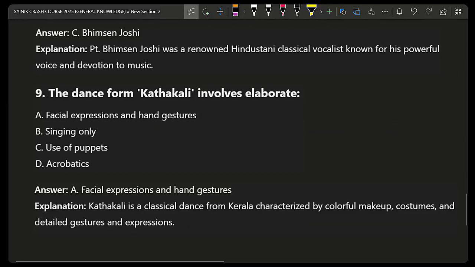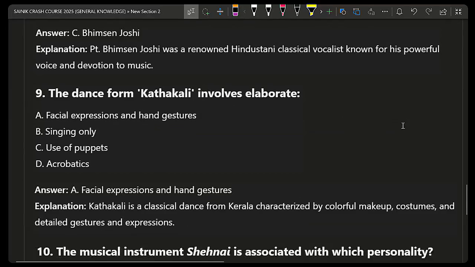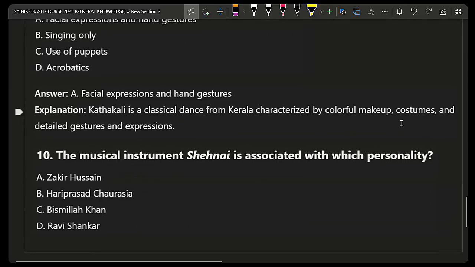Next question. The musical instrument Shehnai is associated with which personality? Zakir Hussain, Hariprasad Chaurasia, Bismillah Khan, Ravi Shankar. This was there in the Sainik textbook also. The musical instrument Shehnai is associated with which personality?